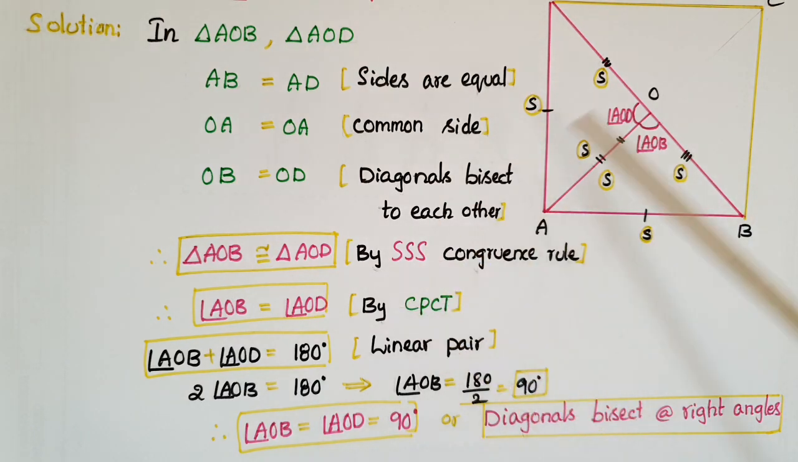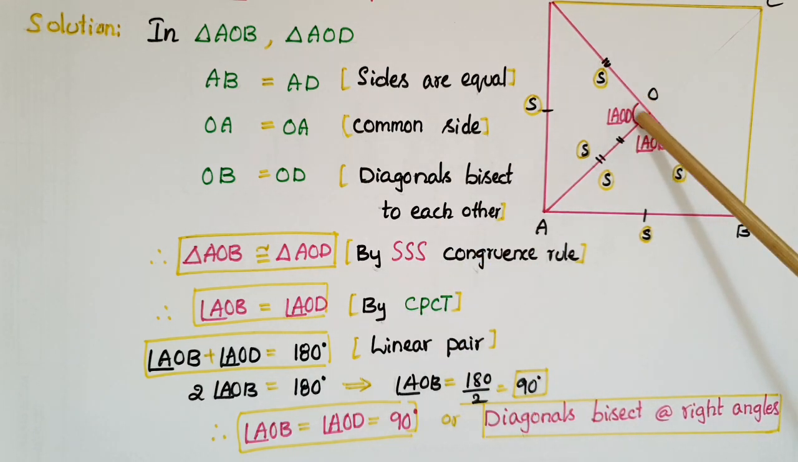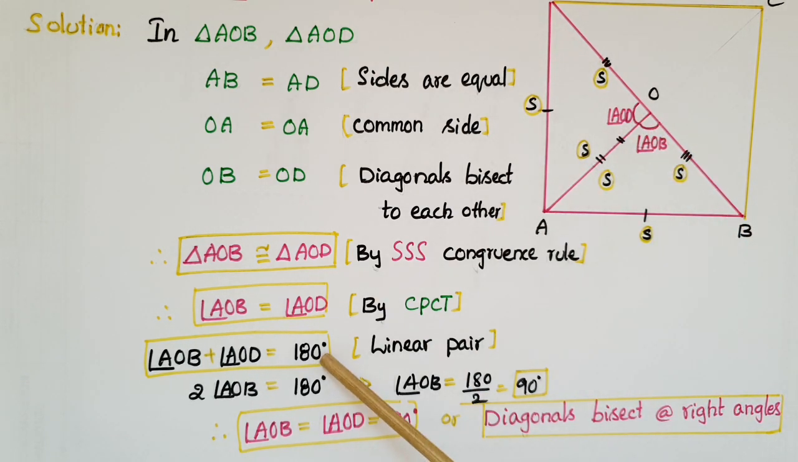Now we have to prove that these two angles are 90 degrees. So if you observe here, there is a linear pair. So angle AOB plus angle AOD is equal to 180 degrees. But these two angles are equal. So instead of angle AOD, we can write angle AOB. So 2 angle AOB is equal to 180 and angle AOB is equal to 180 by 2, that is 90 degrees. So angle AOB is equal to angle AOD is equal to 90 degrees, or diagonals bisect at right angles.